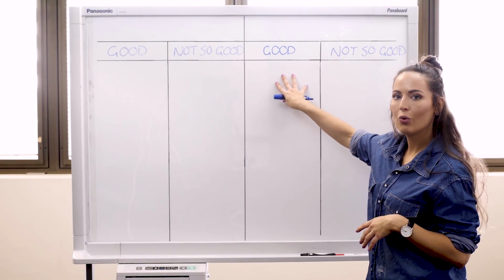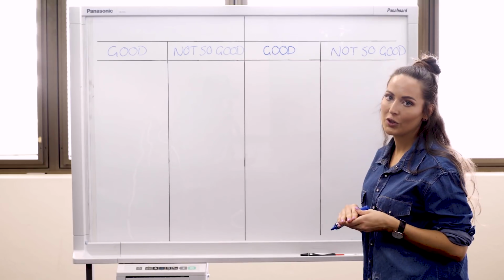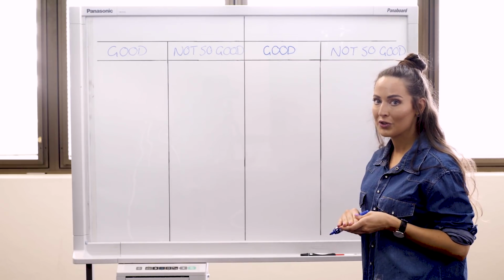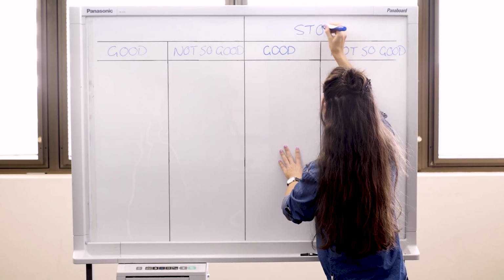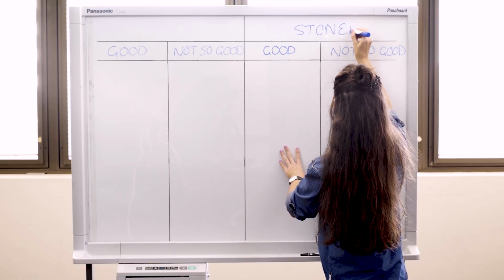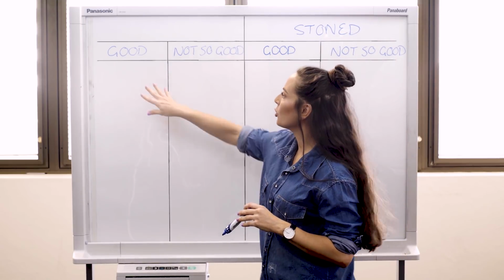On one side, what you're going to be doing is exploring the good and not so good things of using. For this example, we'll use the word stoned. And then on the other side of the 4-column diagram, you'll be exploring the good and not so good things of not using or being sober.